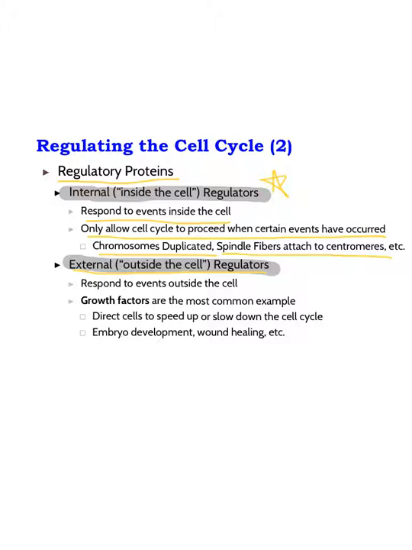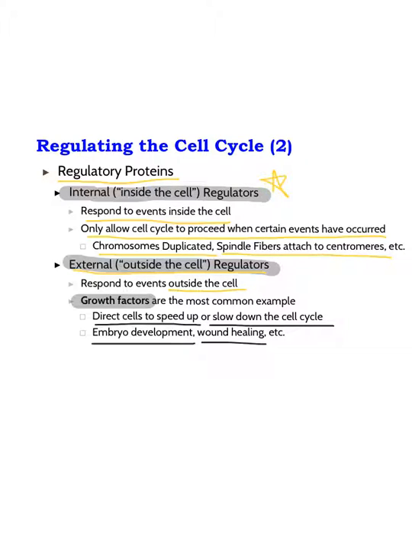Now we also have our external, outside the cell regulators. These are proteins that respond to events that occur outside the cell. Our most common example of external regulators is known as growth factors. And these are especially important during a couple periods of time: embryonic development and wound healing. What growth factors do is stimulate the growth and division of cells. So essentially they tell cells to either speed up their cell cycle, or slow down the cell cycle.